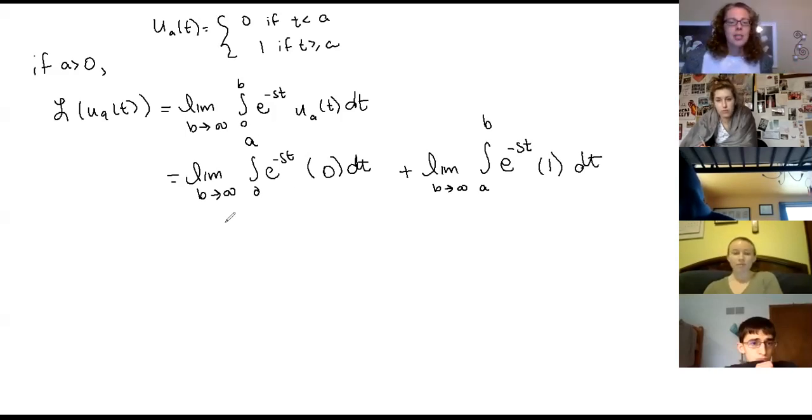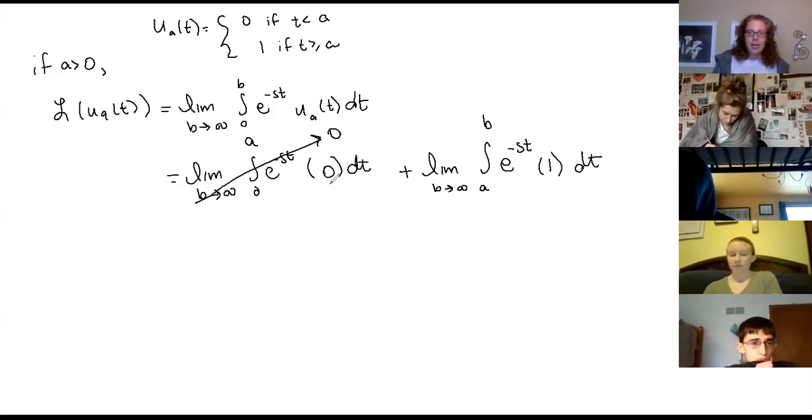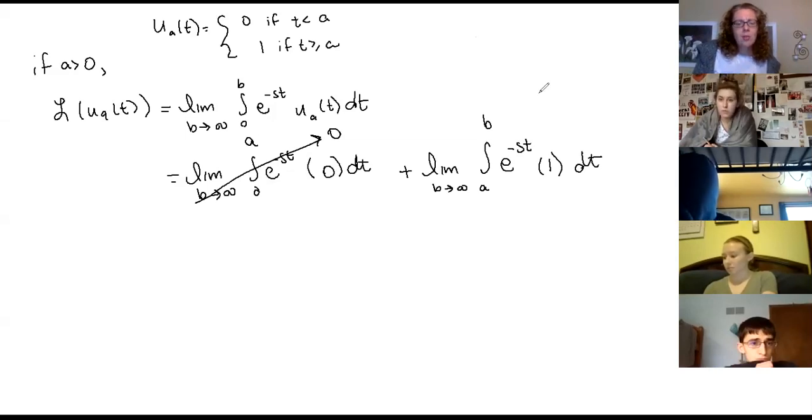So I need to split my integral into 2 separate pieces, one from 0 to a and one from a to b. This first piece is really, really handy and just goes to 0. It totally goes away because I've got a 0 inside of my integral. So that first one absolutely positively just goes away. The second one is what we have to evaluate.